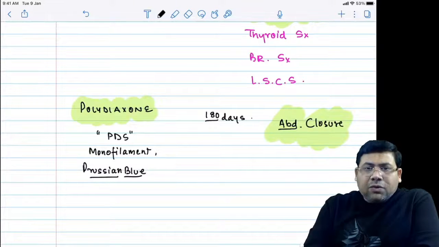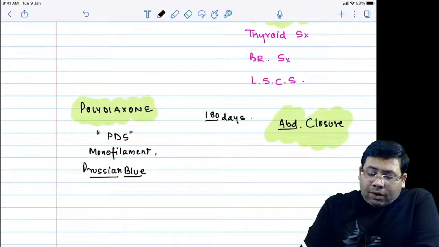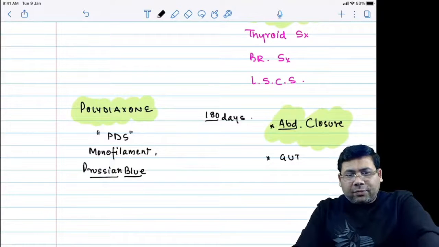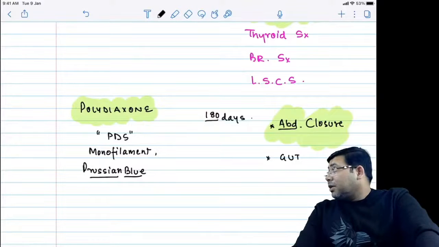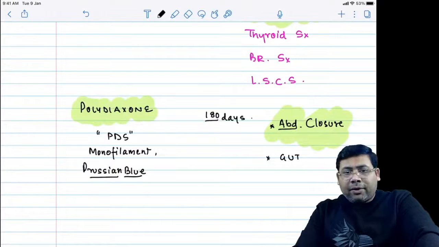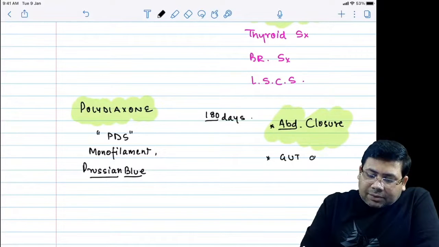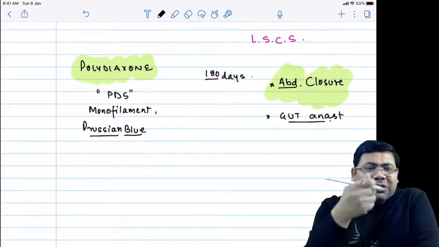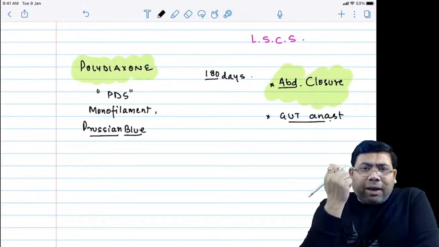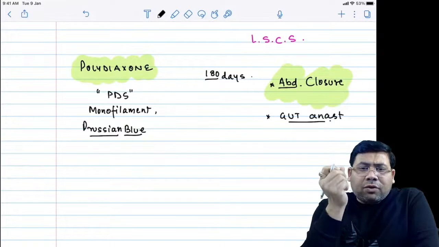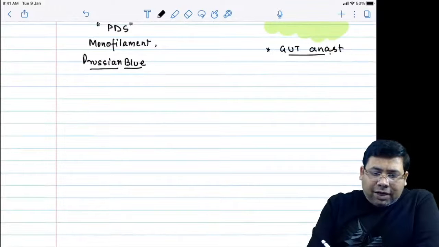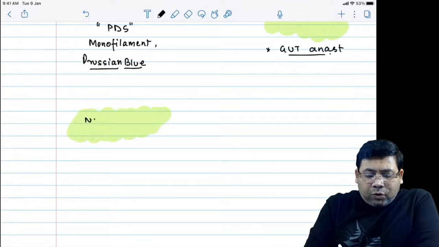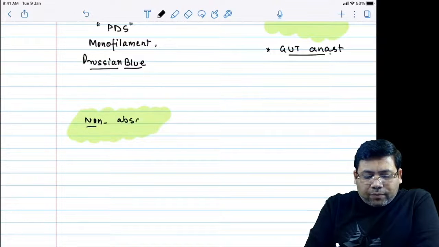Are you getting this or no? This is also the suture of choice for gut anastomosis. It's my favorite basically. Why many surgeons prefer this for gut anastomosis? Because it is smooth to glide. Especially when we are doing pancreatic anastomosis, we prefer to go for this over what? Vicryl.